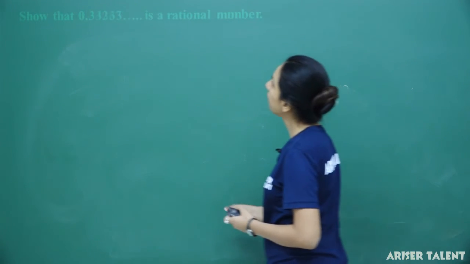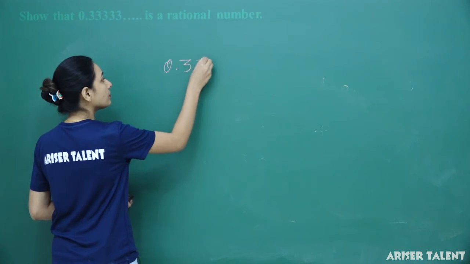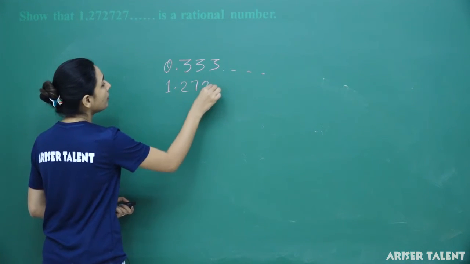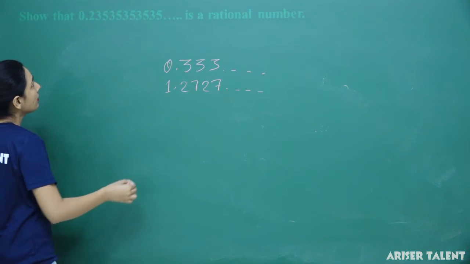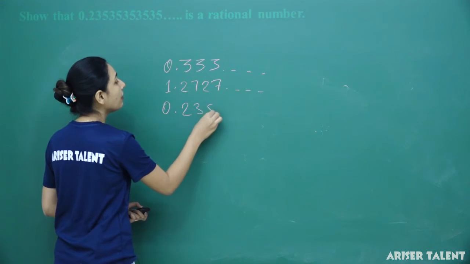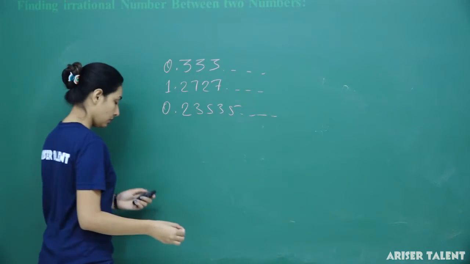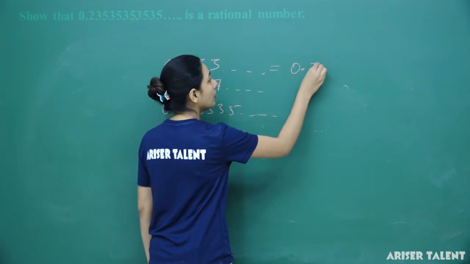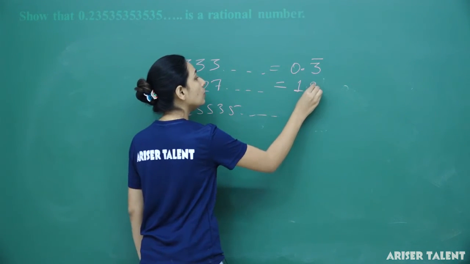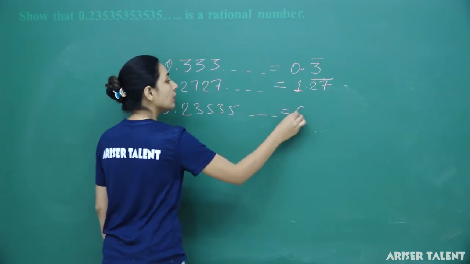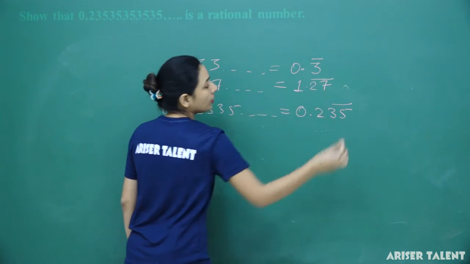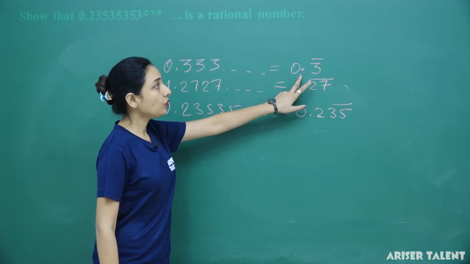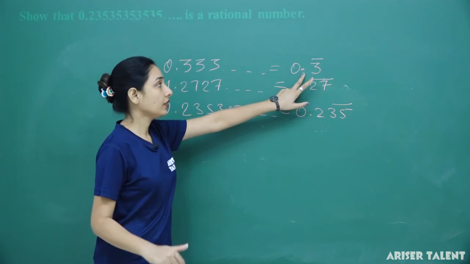Okay, so we have discussed this 0.333 and then we discussed 1.272727 and then we discussed 0.23535 and so on. So this is the basic idea of 0.3 bar, 1.27 with a bar on 27, and then 0.235 bar. Now you know how to convert a particular number into a rational number, okay.